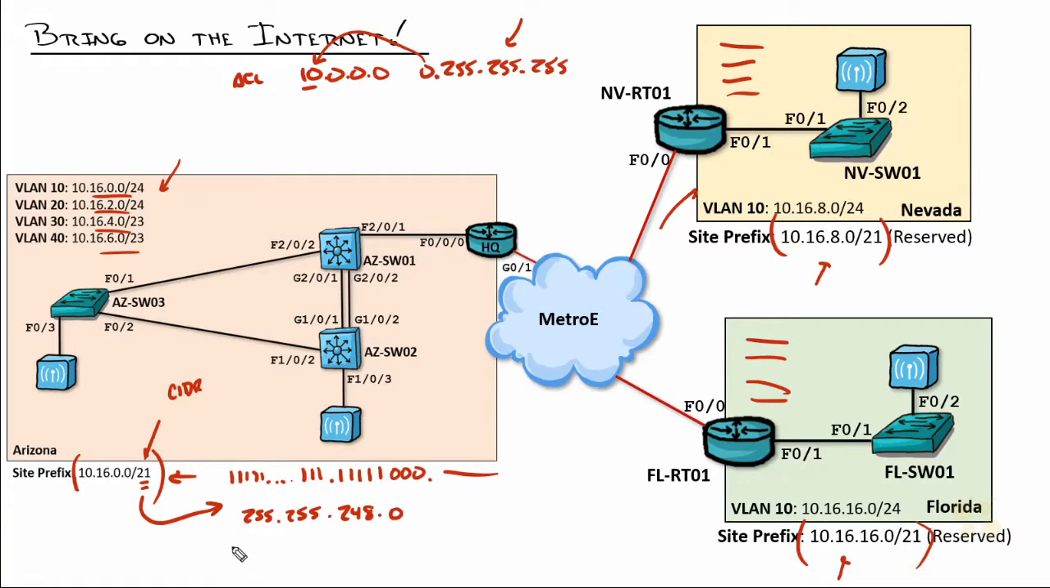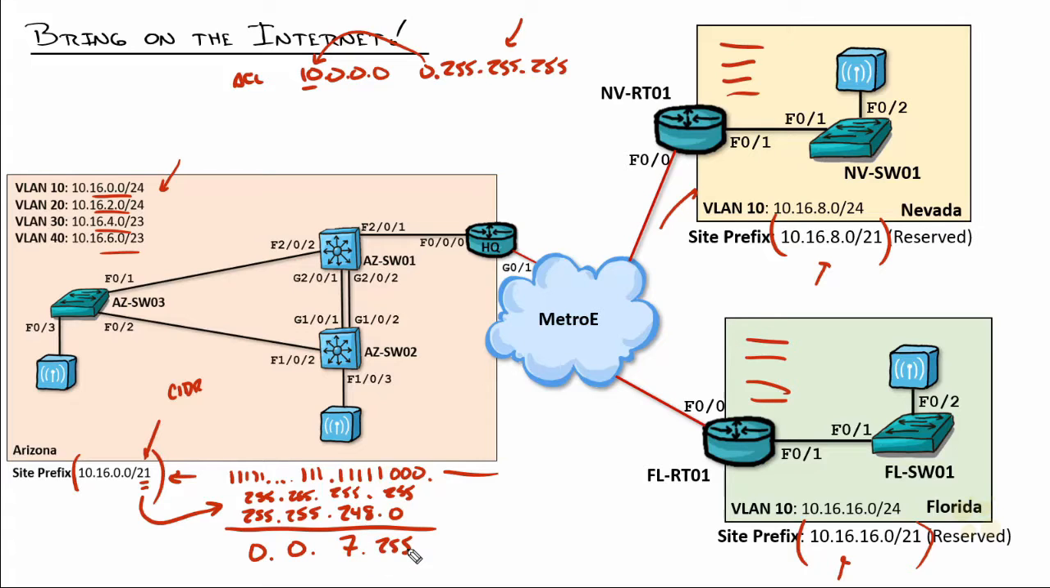That'd be 248.0, right? And the best way to figure out a wildcard mask, which is what we're going to need for our subnet mask, is to subtract that from all 255s. That's kind of the shortcut way. That'll give you the inverse mask, which is what access lists use, 0.0.7.255.